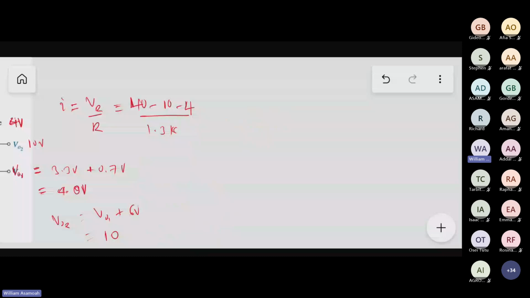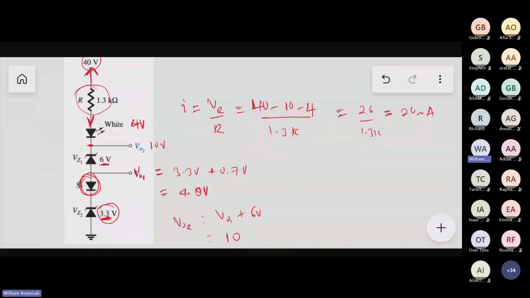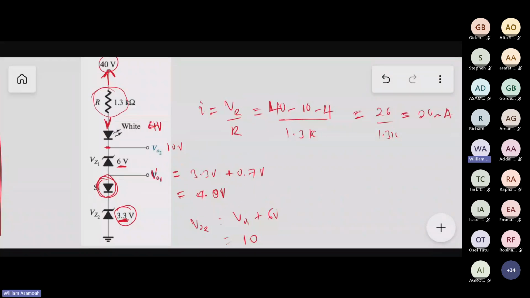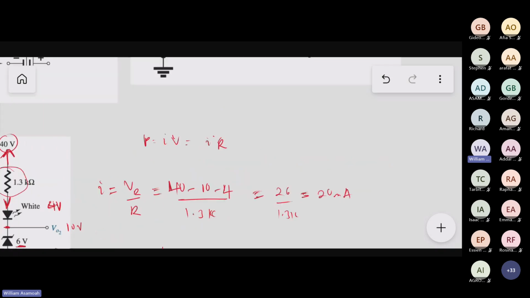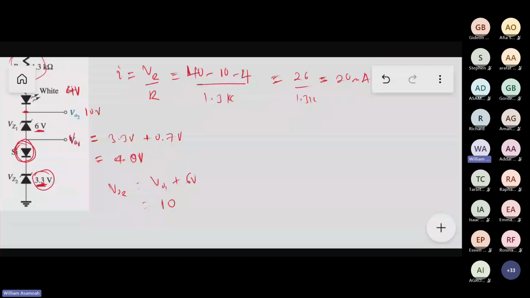Now we can calculate the power. We can calculate the power delivered by the supply and absorbed by each of these using the various power formulas. We know P is equal to IV is equal to I squared R and so on. So we can calculate all of that. That is how we solve that.